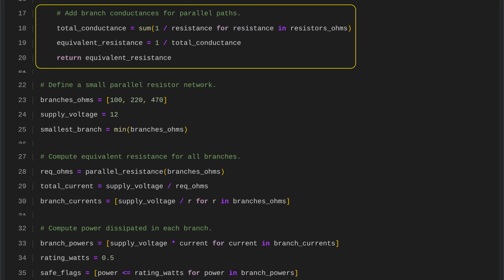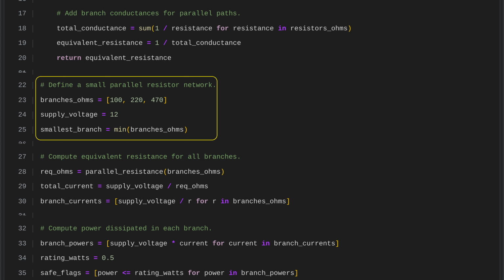For resistors in parallel, total conductance is found by adding the reciprocal of each resistance. Since conductance is the inverse of resistance, the equivalent resistance is then the reciprocal of that total conductance. This gives the overall resistance of the parallel circuit.